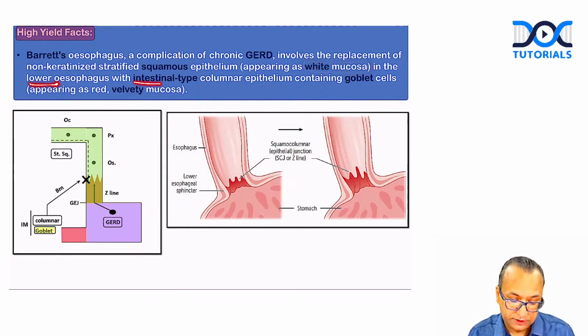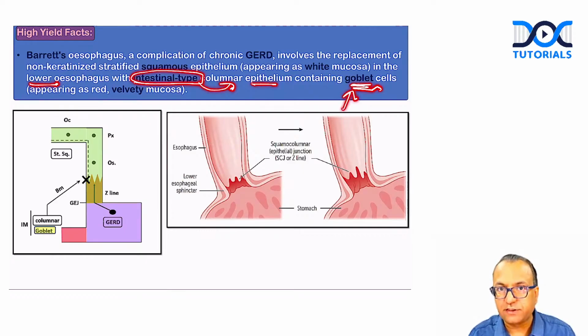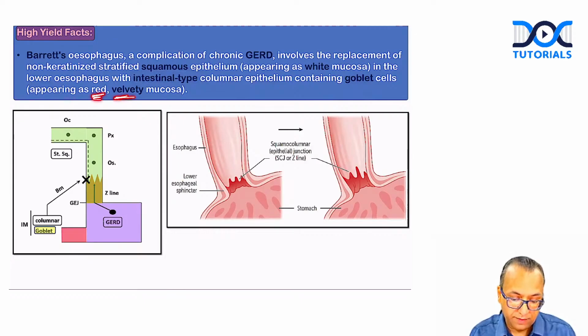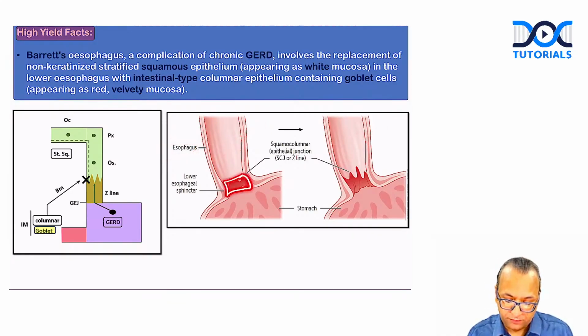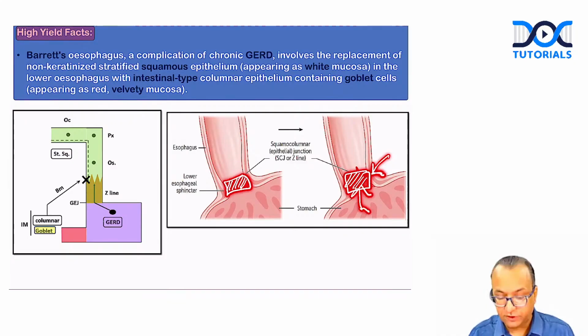So the lower esophagus now has intestinal type of columnar epithelium, which will have goblet cells. Normally the stomach doesn't have goblet cells, so you cannot say it is gastric metaplasia. It is intestinal metaplasia, and now it will appear red velvety. My point is, normally the esophagus has whitish mucosa on gross appearance, though in the lower part of the esophagus you do have some red velvety mucosa. That means it is gastric type of epithelium, there just to neutralize any acid coming from the stomach.